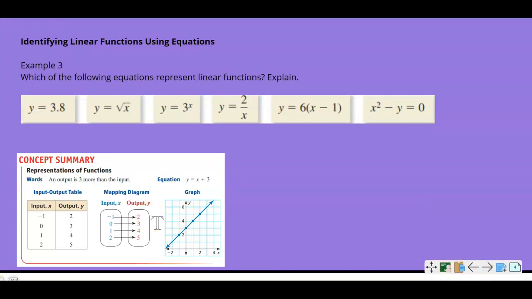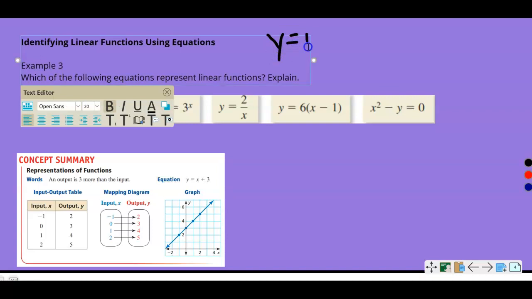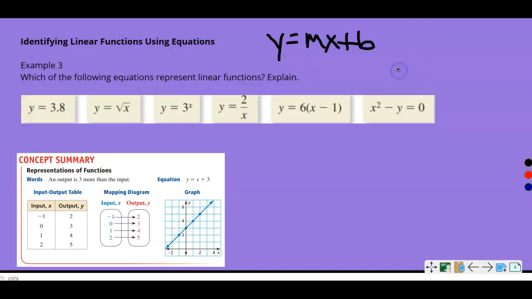All right, the next example says identify linear functions using equations. Which of the following equations represent linear functions? Explain. All right, so remember before we talked about linear equation is going to be in the form y equals mx plus b. So if we can rewrite it as y equals mx plus b, then that would be considered a linear function.